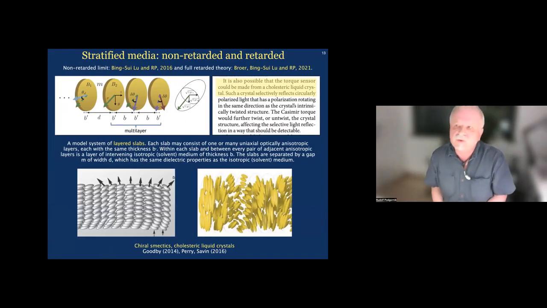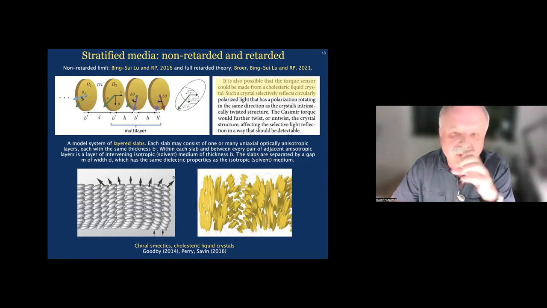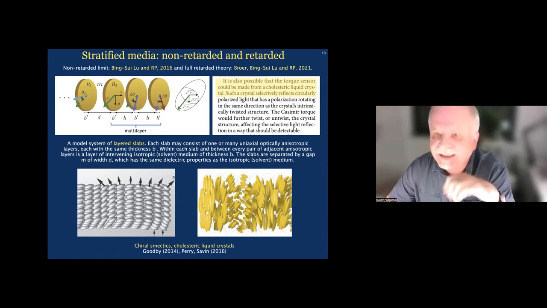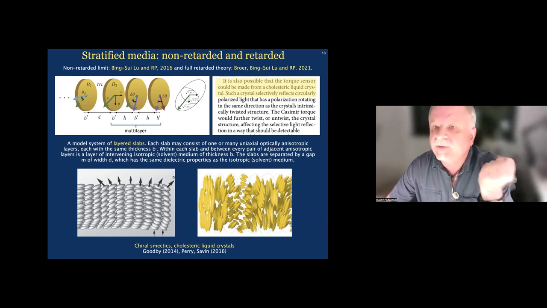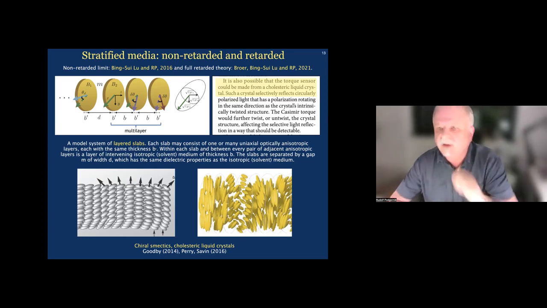Anyhow, let's go to the final problem, which I really want to address, and that is stratified media. I'm again showing you that sentence from the News and Views paper of Schummer, which was dedicated to the experiments of Munday et al. And he invokes the cholesteric liquid crystal as something that would be interesting to analyze, in terms of what kind of torques you can get if one of the interacting bodies, or possibly both of them, are chiral. This is what cholesteric liquid crystal means.